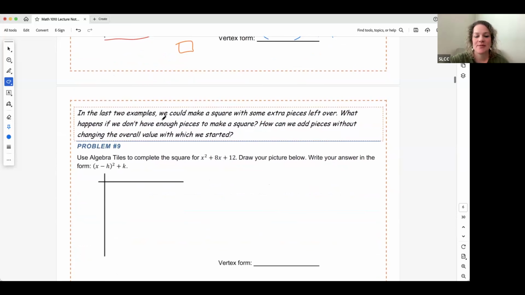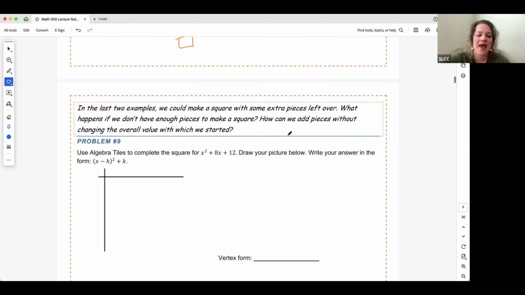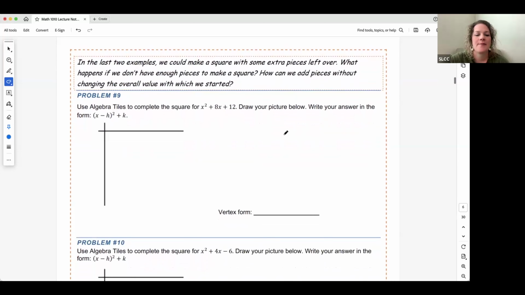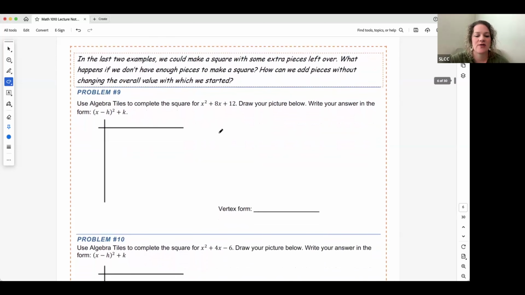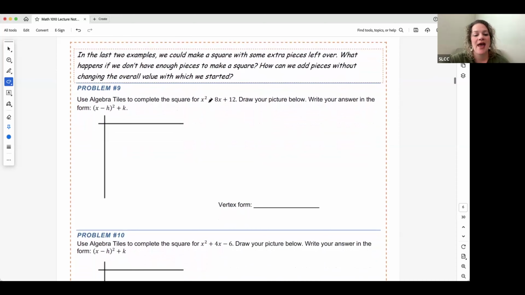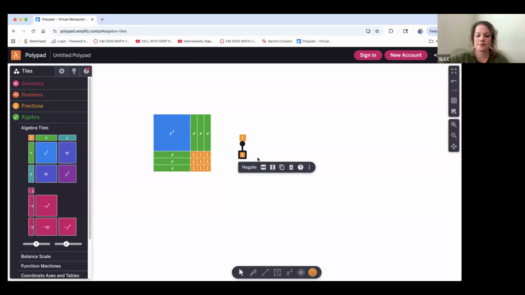Okay, in the last 2 examples, we could make a square with some extra pieces. But what if we don't have enough pieces? How can we add those pieces without changing the overall value? So let's try again. X squared plus 8x plus 12. So let's go to our algebra blocks. Just open the tiles here. And x squared plus 8x plus 12.